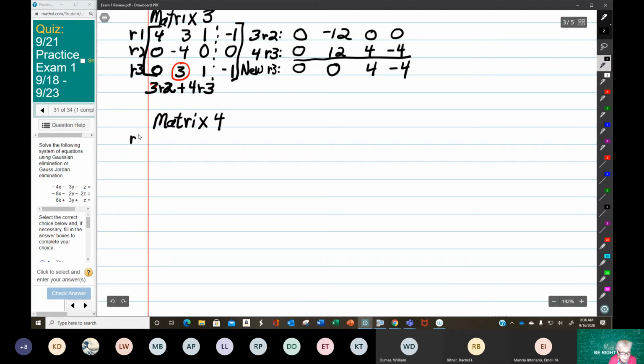So I'll come over here, row 1, row 2, row 3. I'll have 0, 0, 4, and negative 4. And then these 2 rows stay the same in matrix 3. 0, negative 4, 0, and 0. And 4, 3, 1, and negative 1.